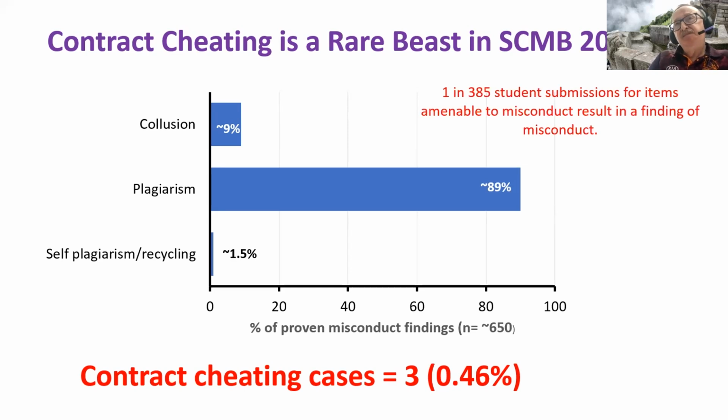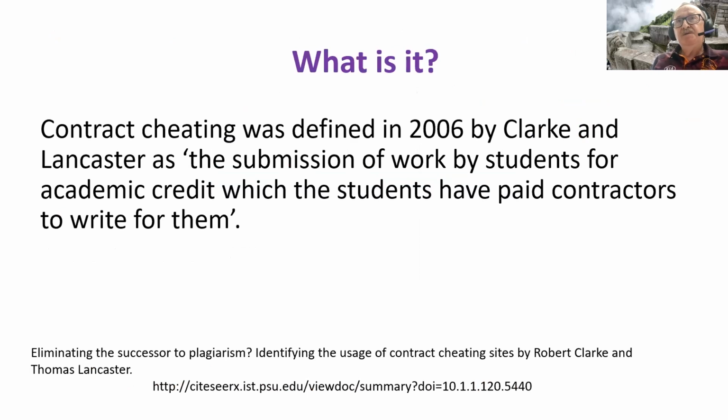I did a bit of a back of an envelope calculation and worked out that of our assessment that's amenable to misconduct, it's about 1 in 385 submissions that actually lead to a finding of misconduct. So contract cheating is a relatively new beast, defined here in 2006: submission of work by students for academic credit, where students have paid contractors to write for them.